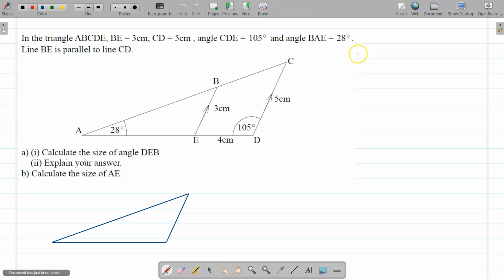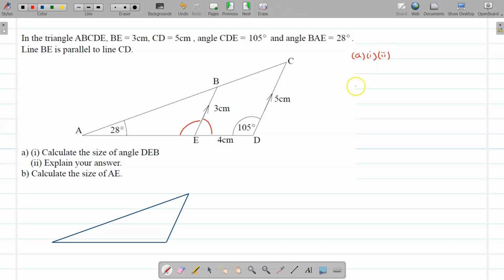So if I put that here for part A, so for part 1, the angles, it's asking us to calculate the size of DEB, which is this angle in here. Now what I'm going to do is say first of all that angle AEB is the same as this one because it's a corresponding angle, and it wants me to explain my answer. So I'll do part 1 and 2 at the same time, really, because I'm going to explain the answer as I go.